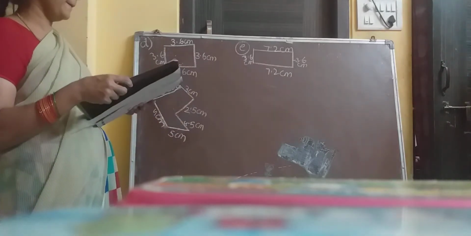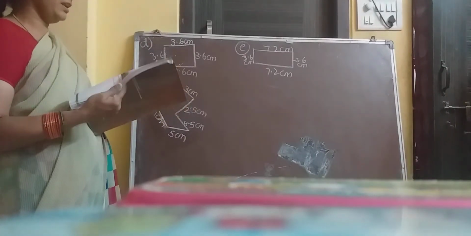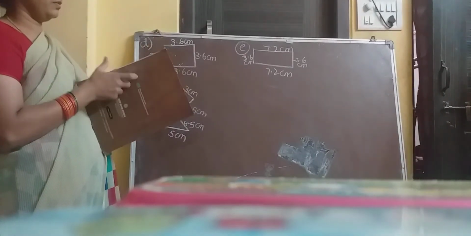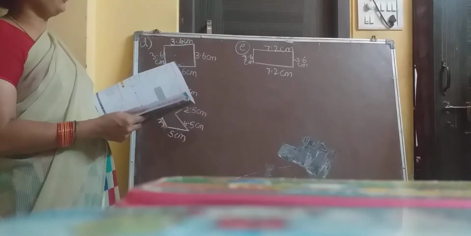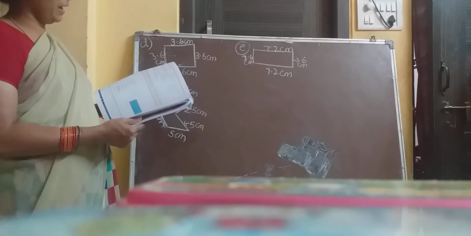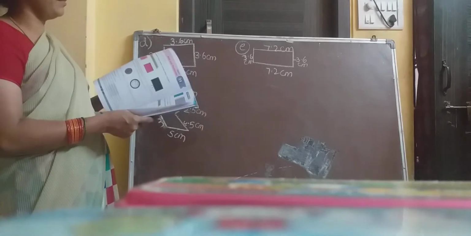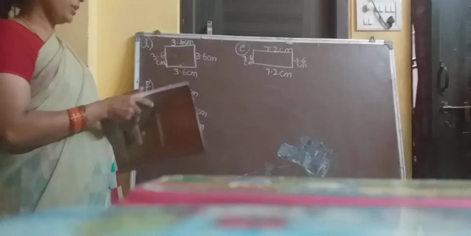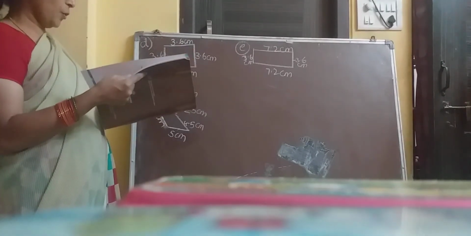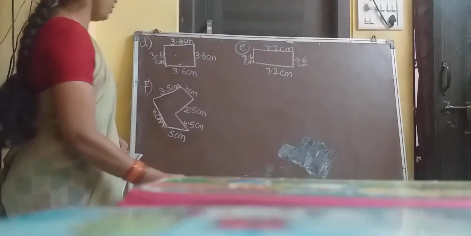Okay children, with this we have completed our chapter. Only perimeter sums we have. Yes, we have some more sums. I forgot to say area sums. After this you copy these 3. I am going to explain area. Yes, did you all copy?